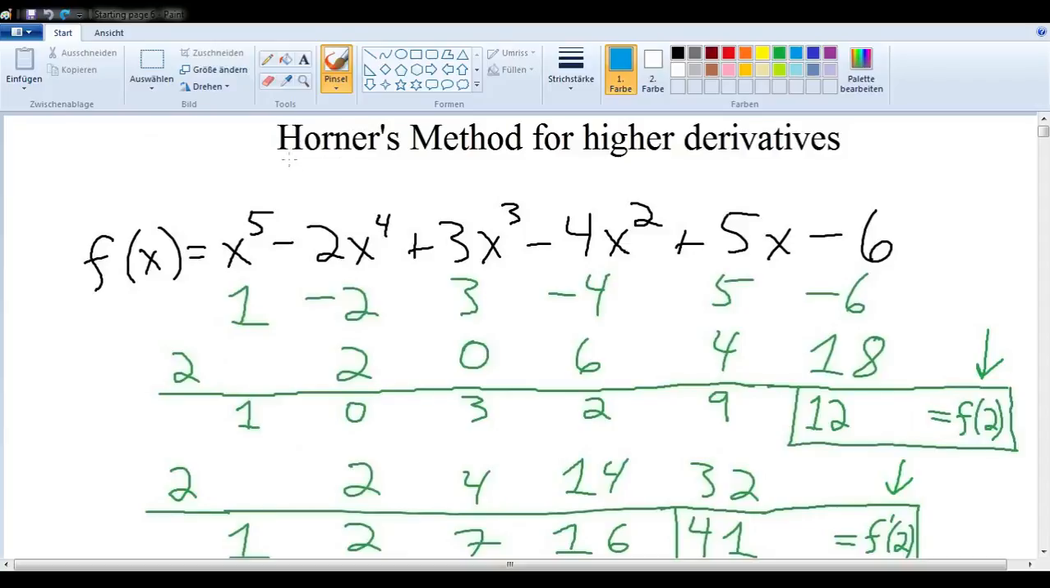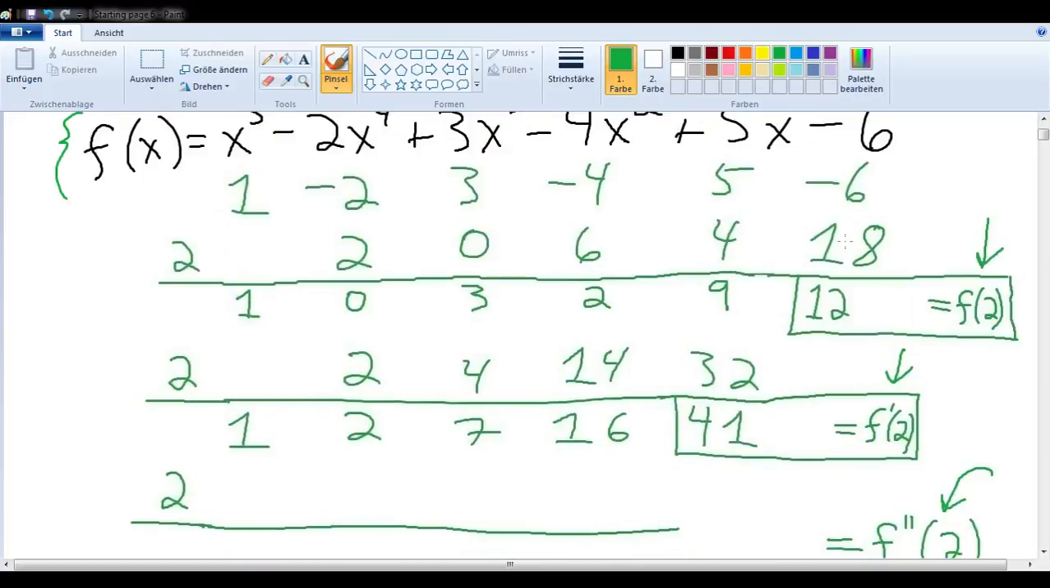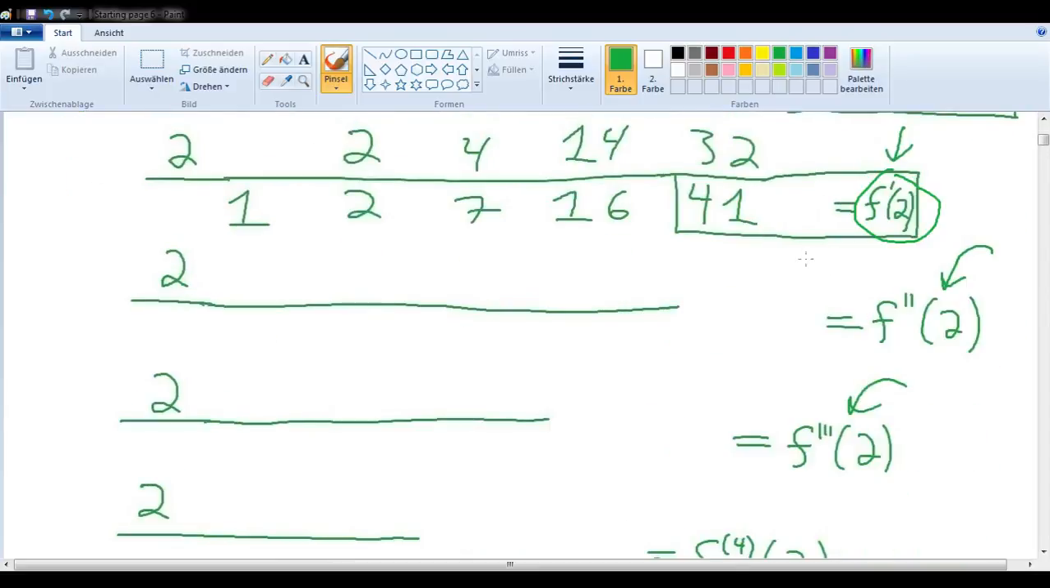In the last video, we talked about Horner's method and how it could be used to find the derivative of a function. In this video, we want to use Horner's method to find higher derivatives of a function. Specifically, in the last video, we wondered about this function, and after having found f of 2 and f prime of 2, we wondered if there would be a way to find f double prime of 2, f triple prime of 2, etc.